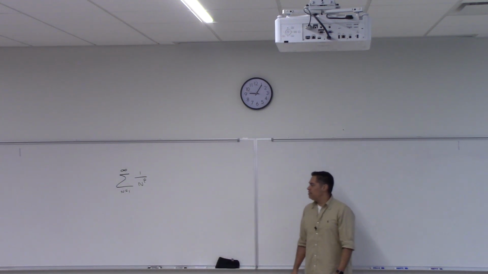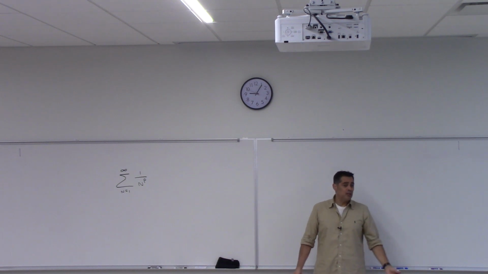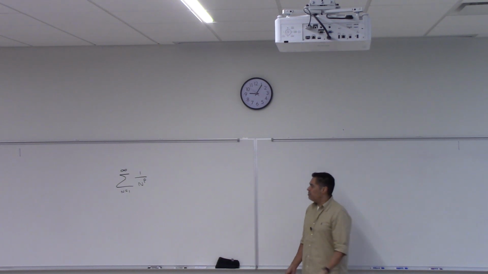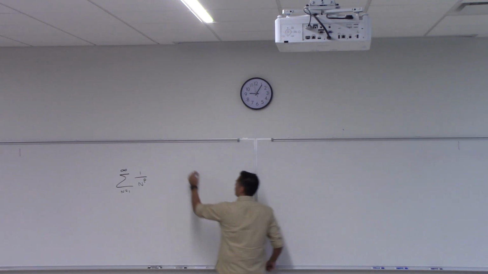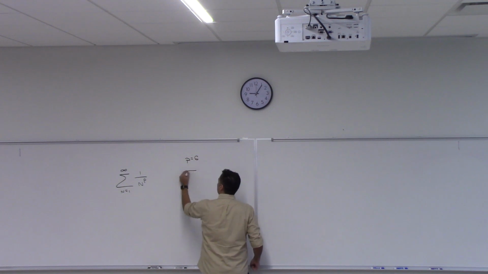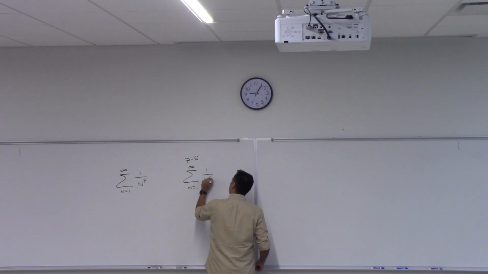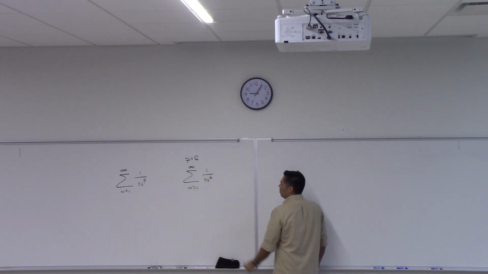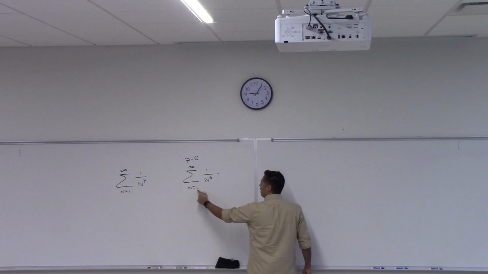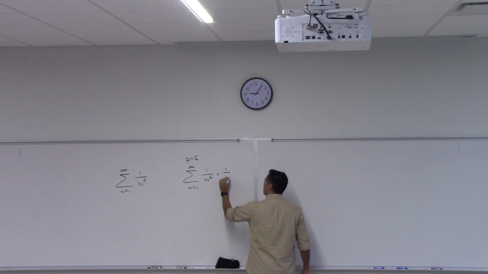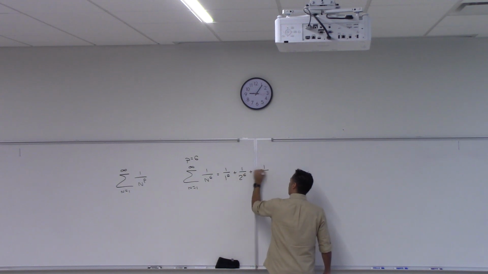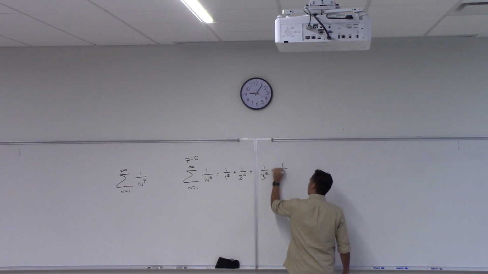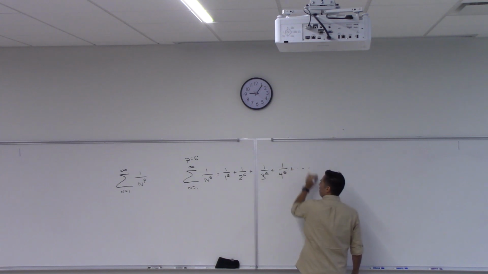The p there, you could look at as standing for power. Someone give me a p. Any p, 6. Okay, so if p is 6, then this series is the sum from n equals 1 to infinity of 1 over n to the 6th. If we start writing this out, we plug in n equals 1 first and get 1 over 1 to the 6th, plus 1 over 2 to the 6th, plus 1 over 3 to the 6th, plus 1 over 4 to the 6th, plus dot, dot, dot, forever.